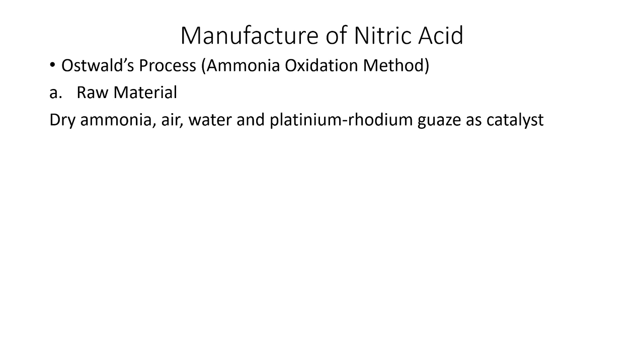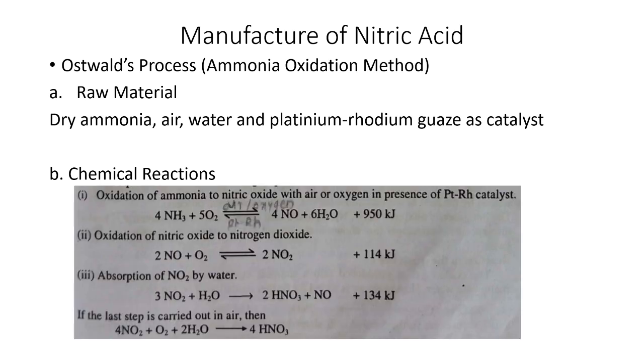Under that we have seen what the raw materials for this process are, that is dry ammonia, air, water and platinum rhodium gauze as catalyst. Then we have seen what the chemical reactions are. Actually these chemical reactions are the steps involved in the manufacture of nitric acid. The first step is oxidation of ammonia to nitric acid with air or oxygen in the presence of platinum rhodium catalyst. The reaction is shown here.